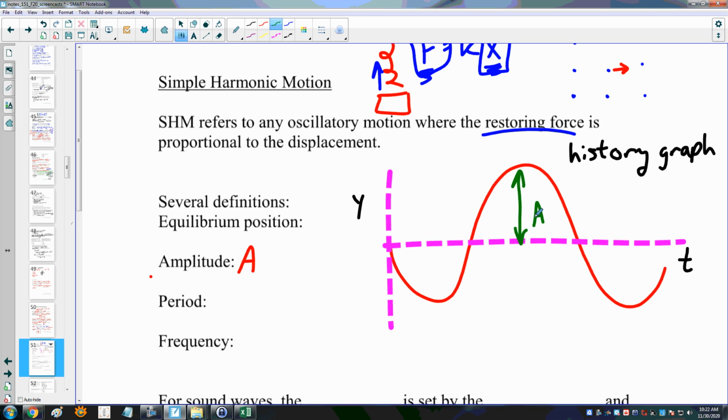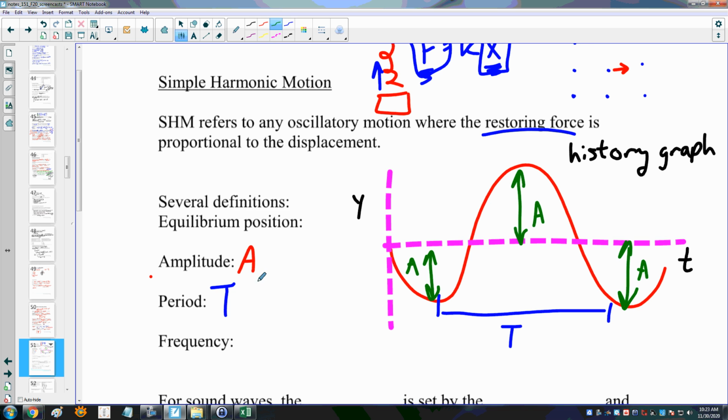The period is going to be T. The time period is the time for the wave to go through one complete cycle. By the way, let me go back to that amplitude. It could be this distance as well. These are going to be the same, or this distance. Our amplitude for a constant volume sound wave will always be the same. Amplitude is related to the volume.